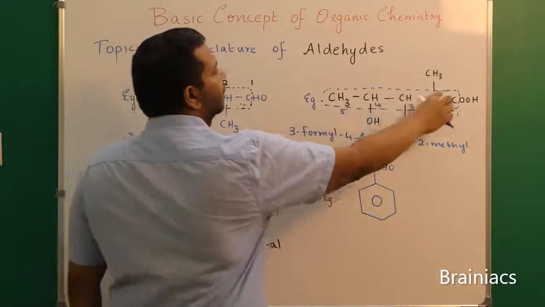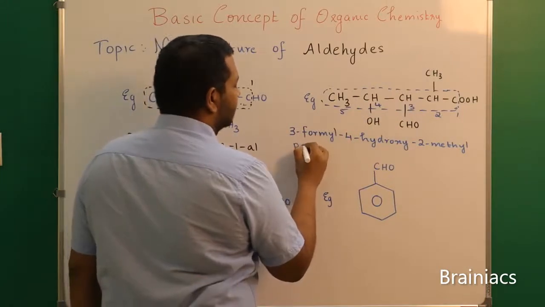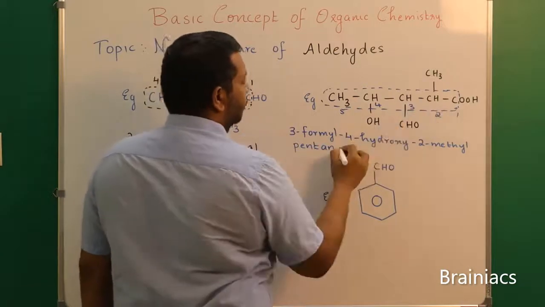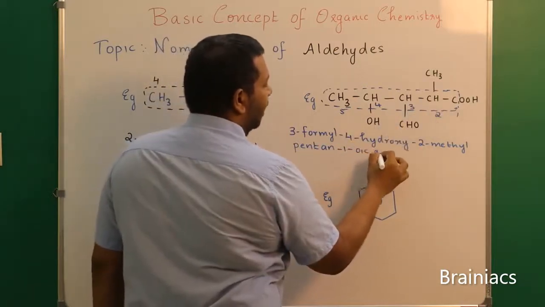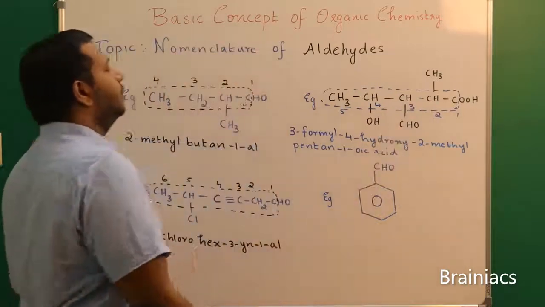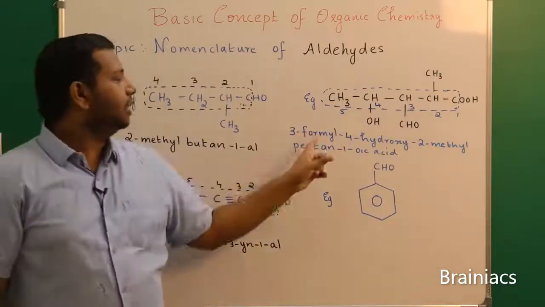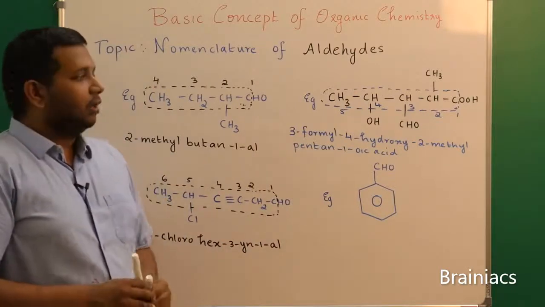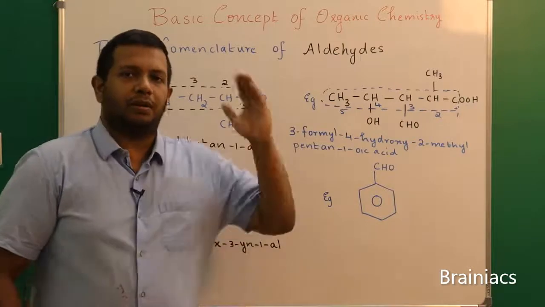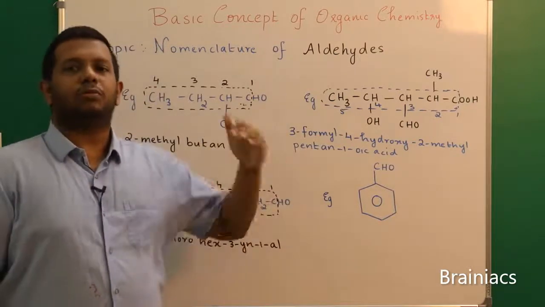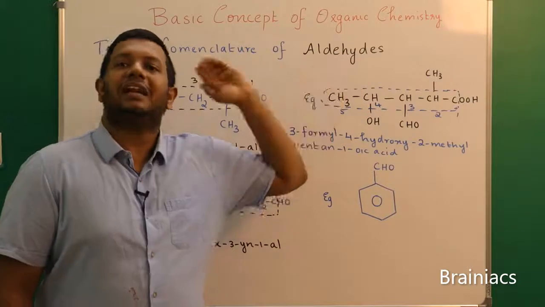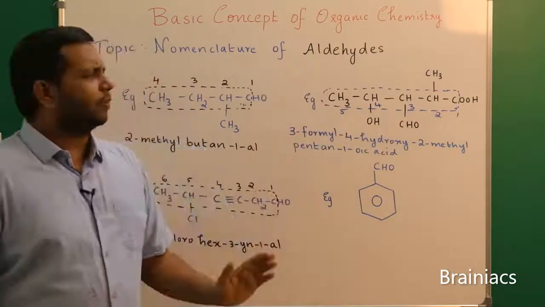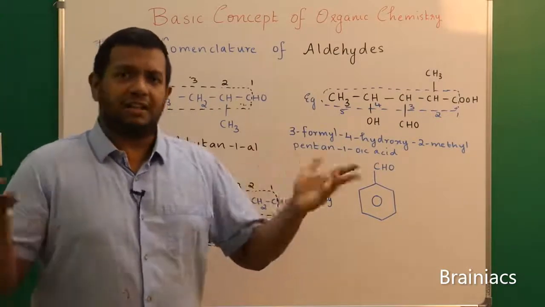Now the word root. How many are there? 5 is there. So I can say pent. Correct. All are linked with a single bond. So pentan. 1st position, oic acid. 1-oic acid. Okay. 3-formyl-4-hydroxy-2-methylpentan-1-oic acid is the name. Okay. I hope you understood. Very simple. Identify the functional groups. Locate them in the priority table. Who comes first? That will get the first priority and will behave like the functional group, and the others will behave like substituents. Nothing else. Substituent means pure substituent. Don't give any other importance to that.